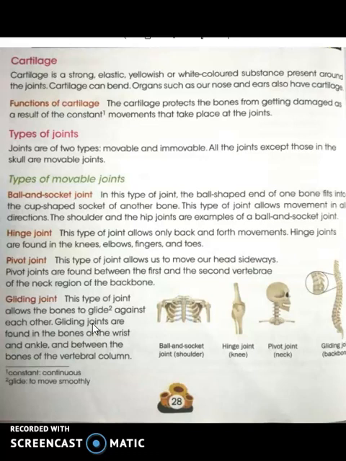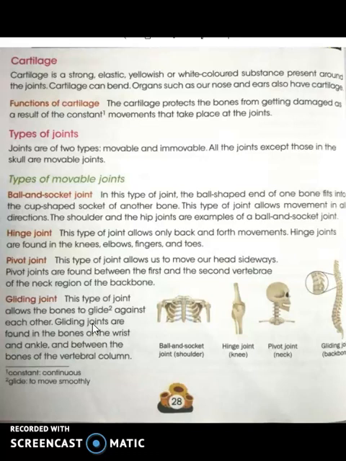The second one is the hinge joint. This joint allows only back and forth movement, that is, forward and backward movement. It can move either in the forward direction or in the backward direction. It cannot move in all directions. Hinge joints are present in our knees, so knees can be moved either forward or backward. You cannot move the knees in all directions. They are present in our elbows, in fingers also, and in the toes.